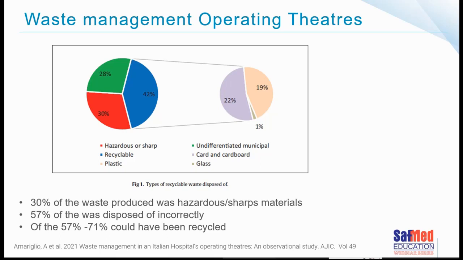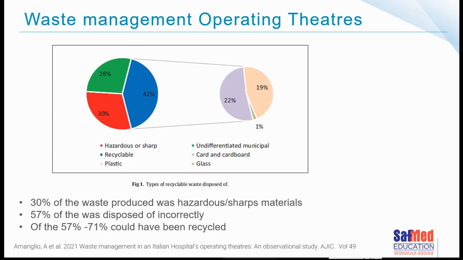30% of the waste produced was indeed hazardous and sharps materials, and that's what really needs to go into the hazardous material bins. 57% of the waste was disposed of incorrectly. I think a lot of us err on the side of caution, or sometimes on the side of laziness because it was the closest bin. I'm not 100% sure why, but it is something I do believe we can improve on.